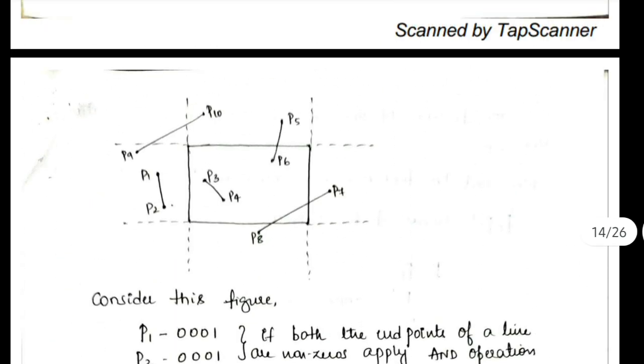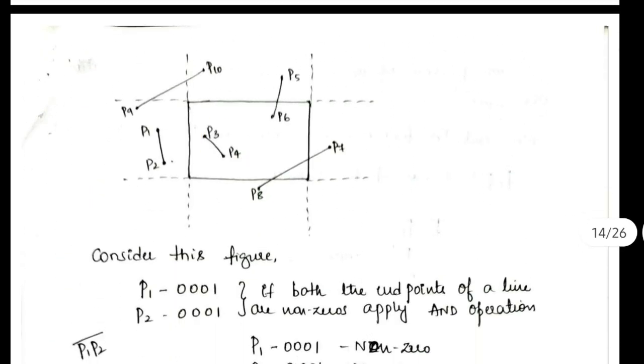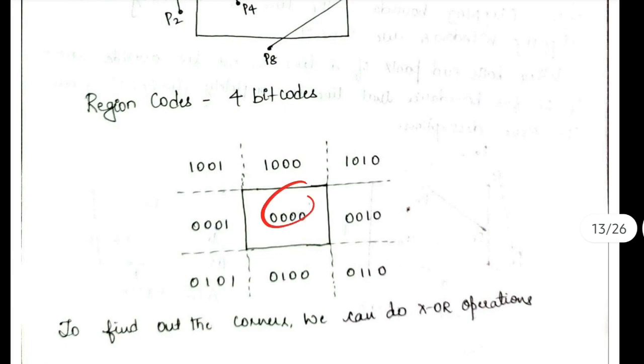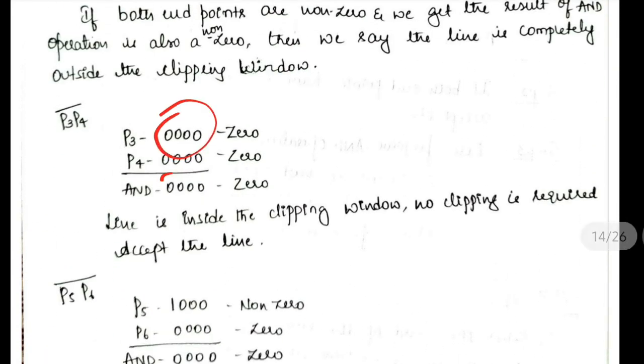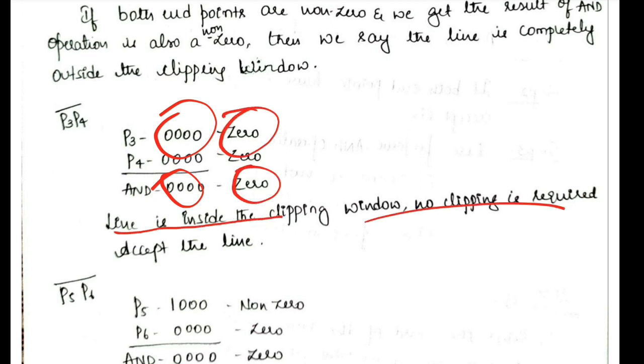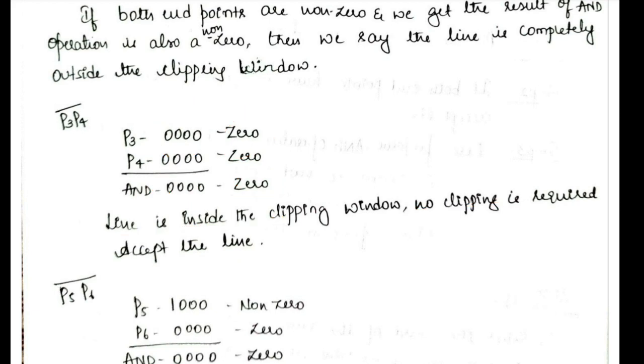Next we'll consider another one, P3 P4. Both are inside the window. Let's see what the code is. It is all 4 zeros. If you write all zeros for P3 and P4 and find the AND operation, it will still be 0. If both are 0 and the result is 0, the line is inside the window and no clipping is required. It is present inside the window if all are zeros.